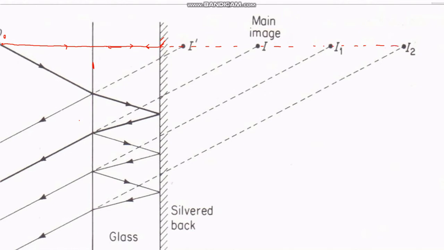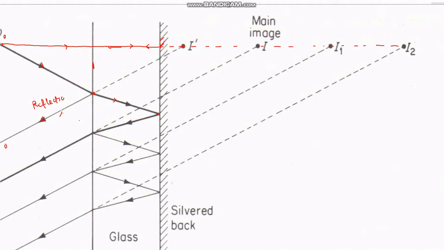and now let there be another ray which is falling obliquely on the surface. When this ray falls at this point, then only 4 to 5% of the light is reflected. Here, the reflection is taking place. But most of the light, 95% of the light, is refracted inside and it reaches at this point. So when you are looking from here, you will see an image I dash being formed.